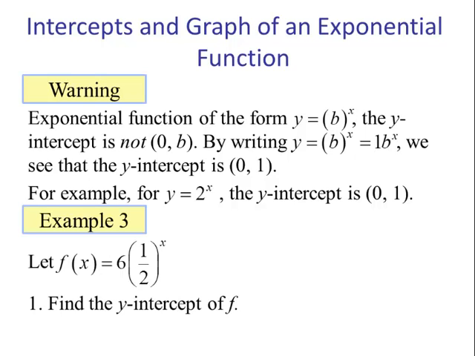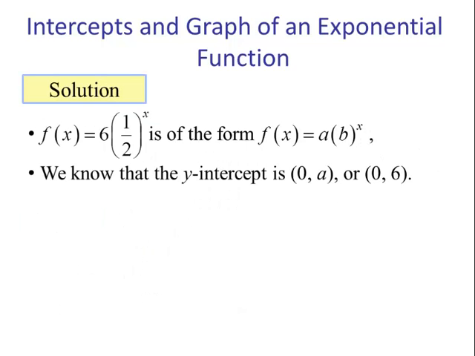Example 3. Let f of x equals 6 times 1/2 to the x power. Find the y-intercept of f. Well, we can see that the value of a is 6, so the y-intercept is 6, and the point would be 0, 6.